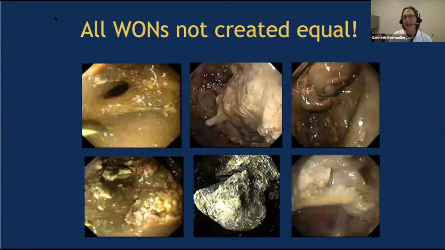But when you go inside of a WON, you realize these WONs are not created equal. They come in all colors, in all shapes, in all consistencies. It's really remarkable how varied the necroses can appear. And sometimes they're quite loose and it's easy to remove them. But other times it's like chewing gum stuck to the sole of your shoe, and it's just really hard to remove these.